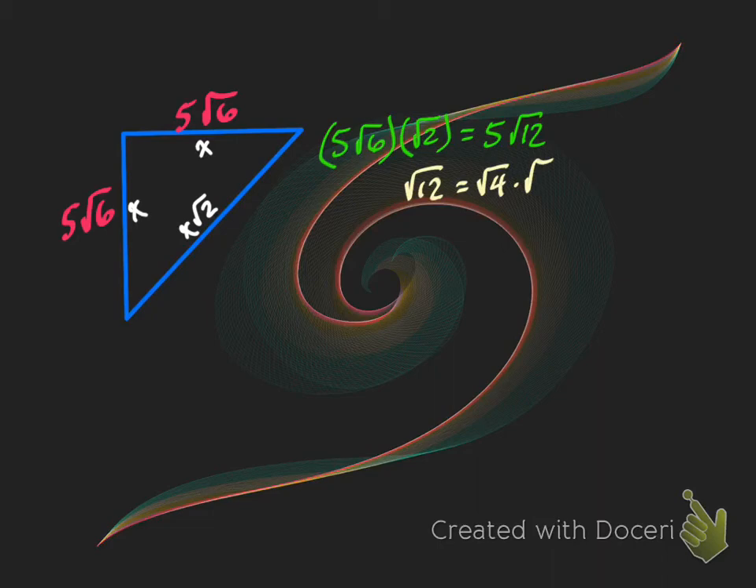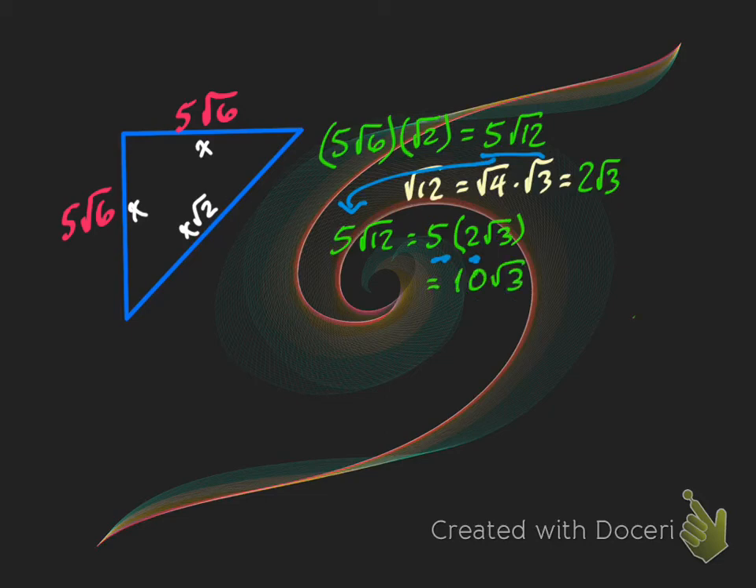However, the square root of 12 can be simplified down to 2 times the square root of 3. So instead of 5 root 12, we may have 5 times 2 root 3. Well, 5 times 2 is 10, so that means that our final result there is 10 root 3. Now, 5 times the square root of 12 is the same as 10 times the square root of 3.